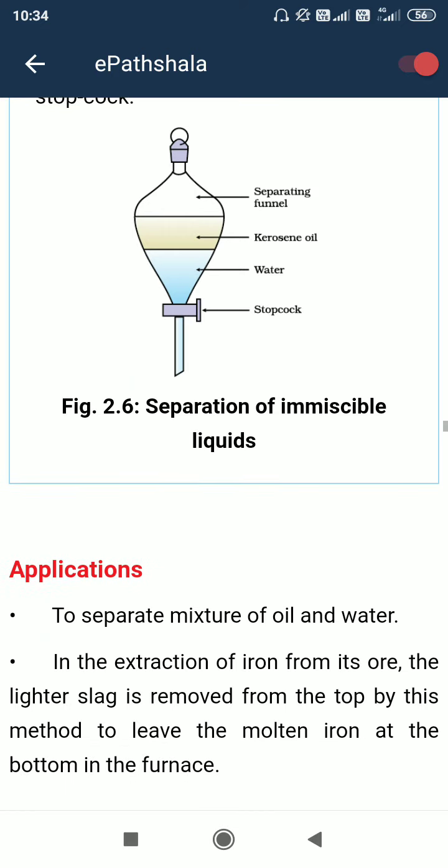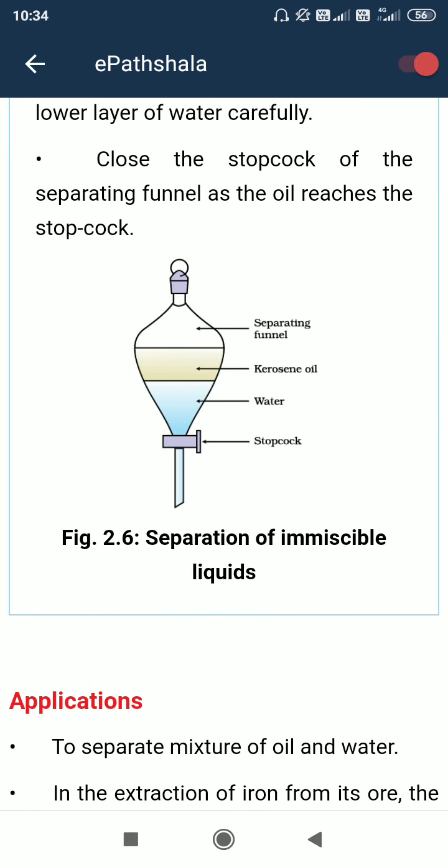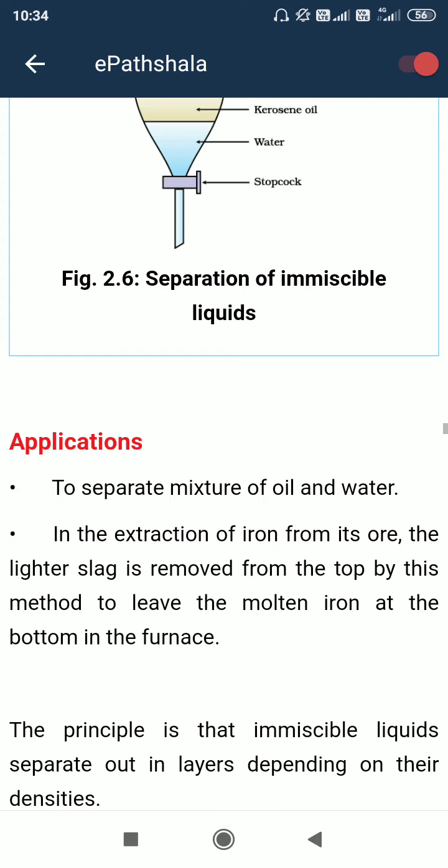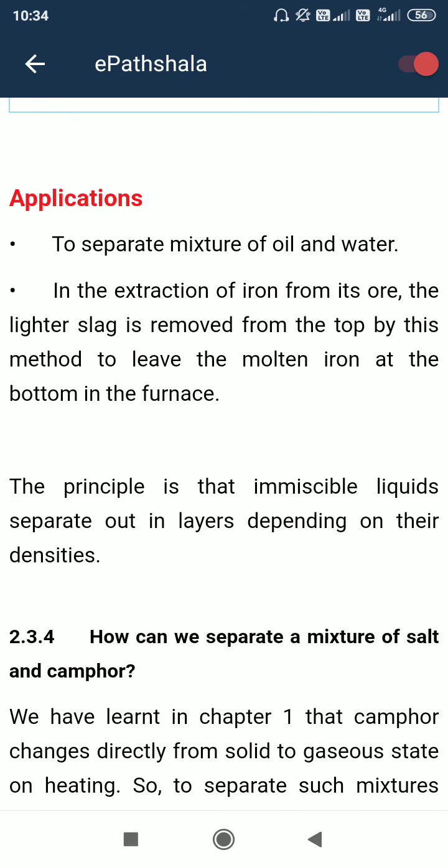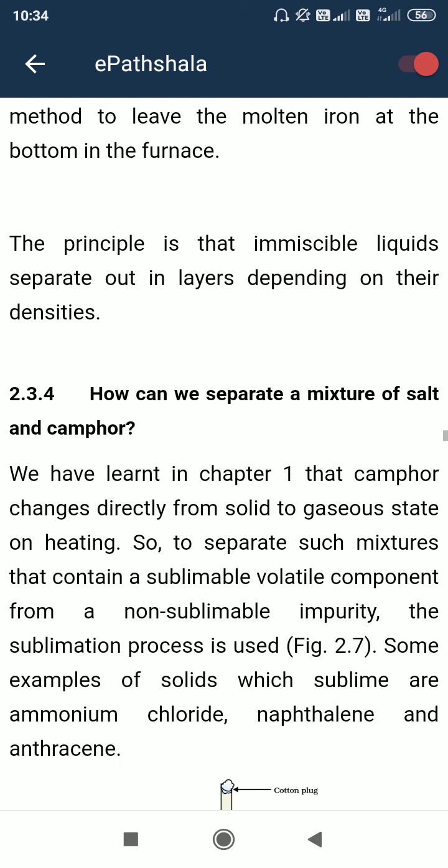So the separating funnel is used for two immiscible liquids. These are not miscible, but in the mixture they seem to be mixed. But when we do this separation by separating funnel, we can easily separate each one. Oil and water, we know, are immiscible liquids.